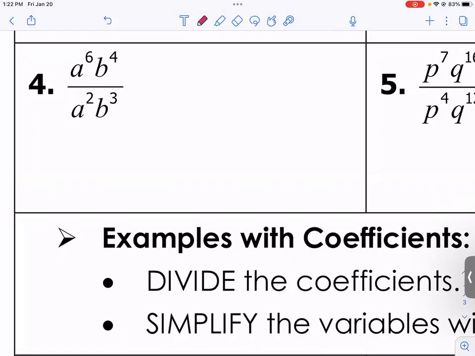Amy, what do you have for number 4? A to the 4th B. Okay, so I like it. You can write b to the first because technically the 4 minus 3 gives us 1, but you don't have to write the 1 because b without an exponent is like that implied first power. So you either write it as b or you write it as b to the first.